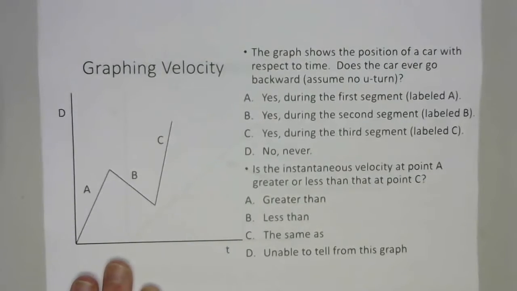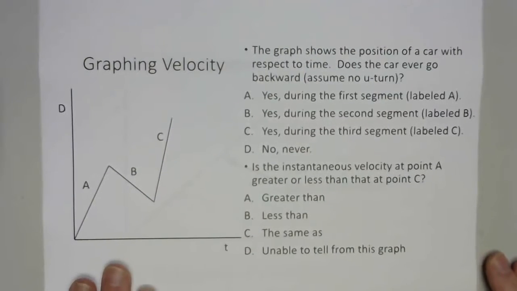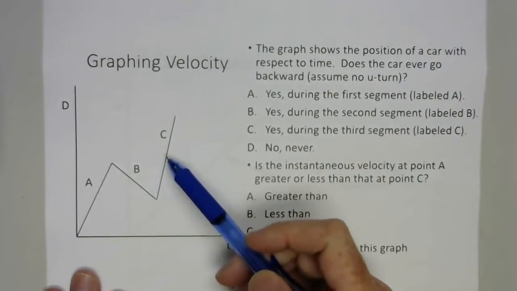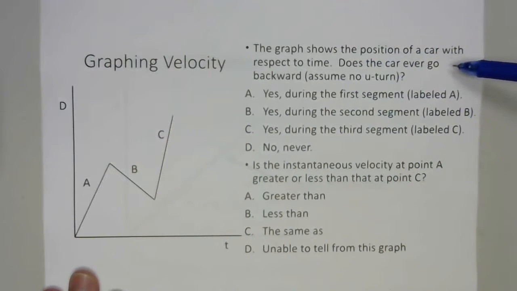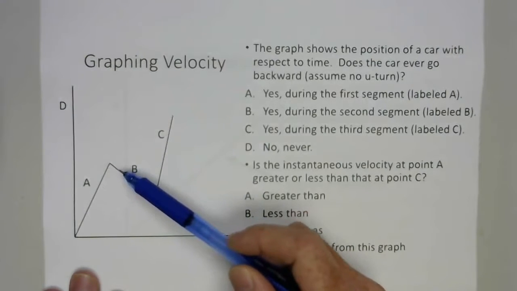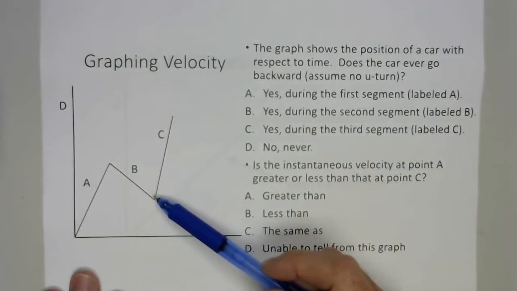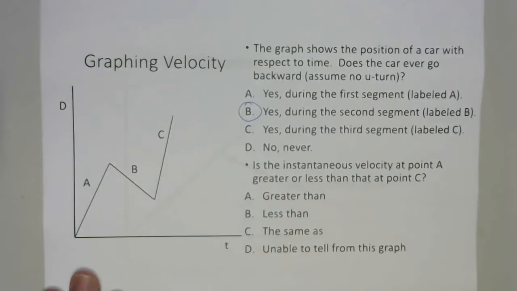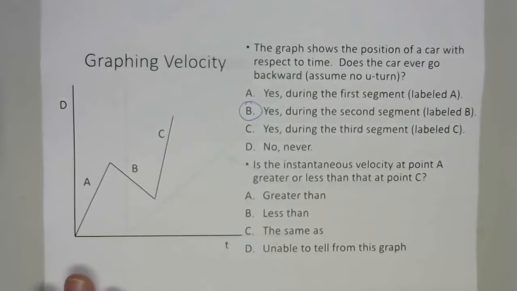Now, more specifically, let's look at an example. This is distance versus time for three different segments. So we've got segments A, B, and C, and we want to answer these questions. It says, the graph shows the position of the car with respect to time. Does the car ever go backwards? Looking at the graph, sections A and C both have positive slopes, but section B has a negative slope. So the car is actually going backwards in the segment labeled B. So our answer choice would be B. It's going backwards in that particular segment.